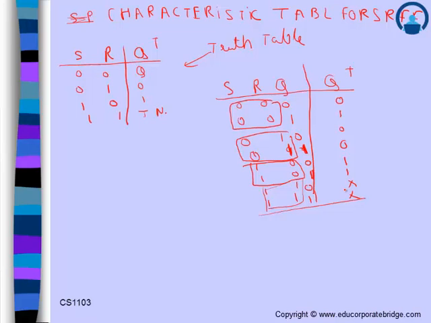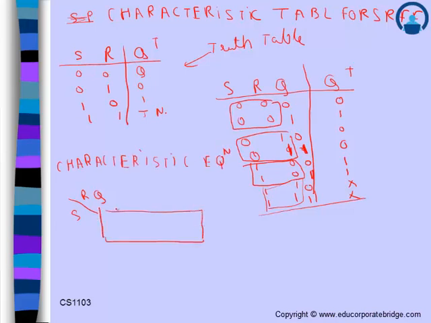So we try to find out the characteristic equation. The characteristic equation can be found out by using the K-map S R Q. Now to find out the characteristic equation, we write 0 0 0 1 1 1 1 0 0 1. So we can write it down as R bar Q bar, R bar Q, R Q, R Q bar. So it will be S bar S.